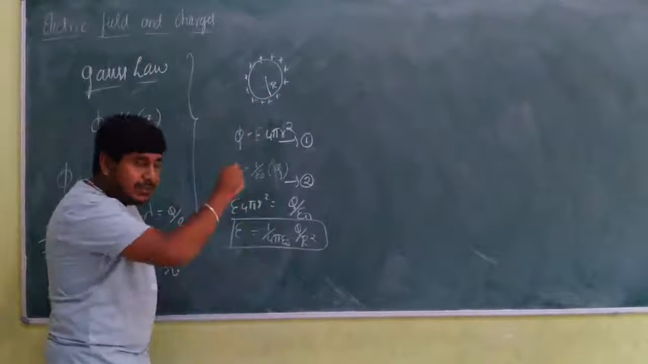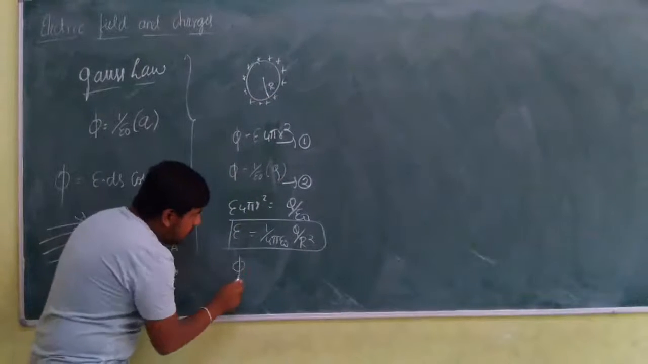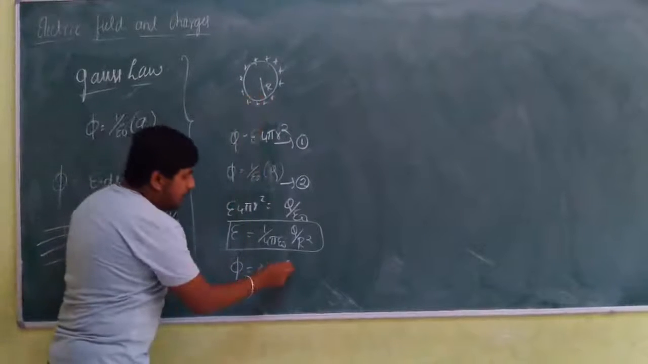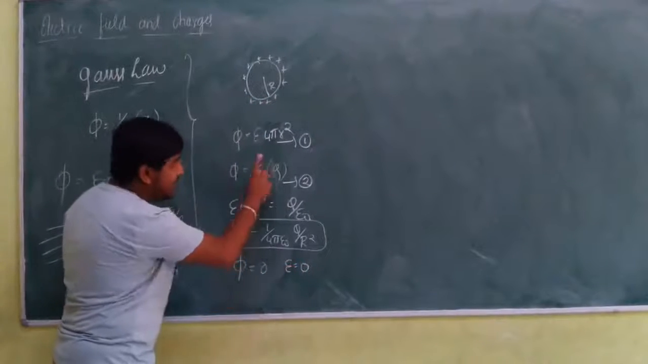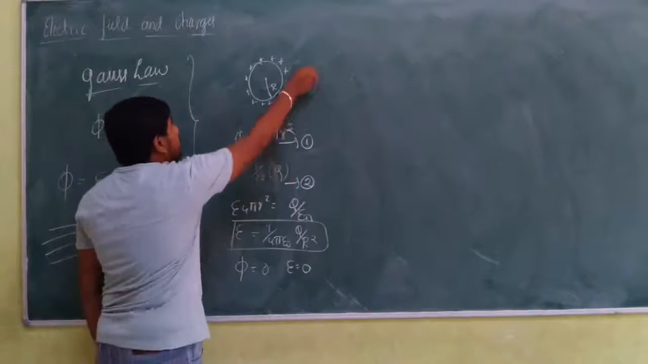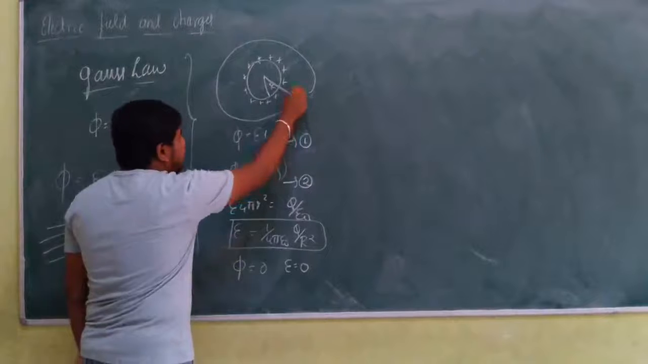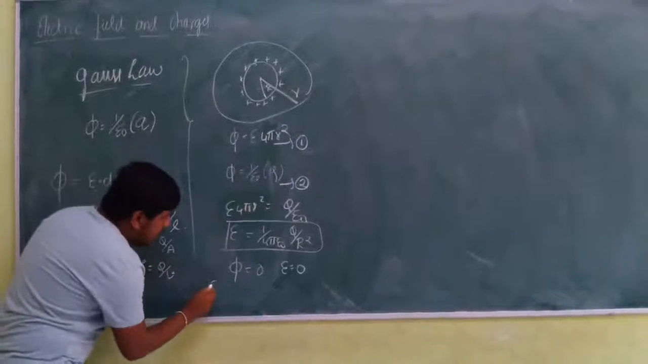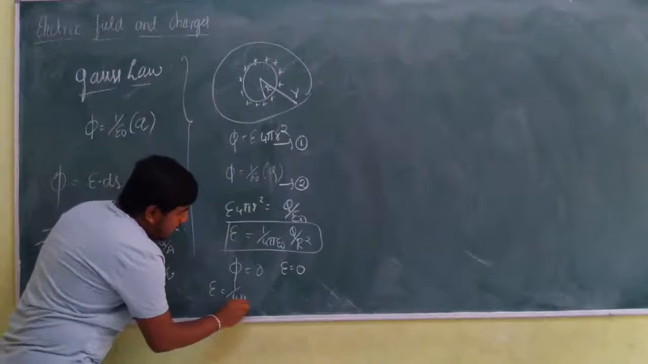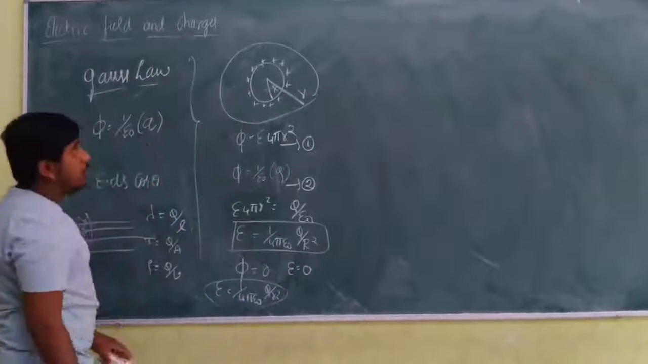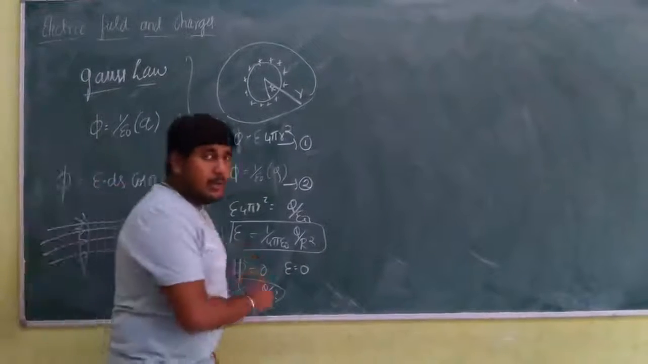If it is inside, what is the value? The value of flux is equal to 0 because no charges are present inside. Therefore, electric field is also 0 inside the shell. Again, outside, if you want to know, we will take the Gaussian sphere outside. So let r be the radius. So the value is E is equal to 1 by 4 pi epsilon naught Q divided by r square, which is the value of electric field due to a charged sphere outside the shell.